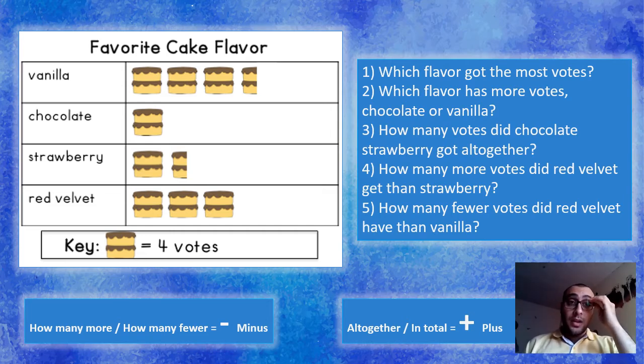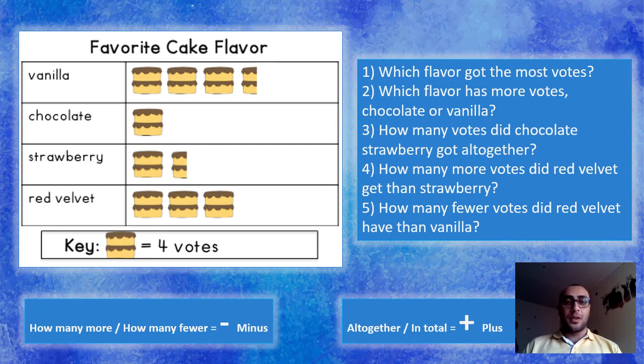Look at this picture. Favorite cake flavors. Okay, so we have to look at one important thing, the key. The key is that one cake is 4 votes. Vote means, for example, I say I like vanilla. It means I give 1 vote, okay? So one cake is 4 votes. We want to know which one has the most votes, which one has the least votes. We want to know about it, okay? So let's look at here.